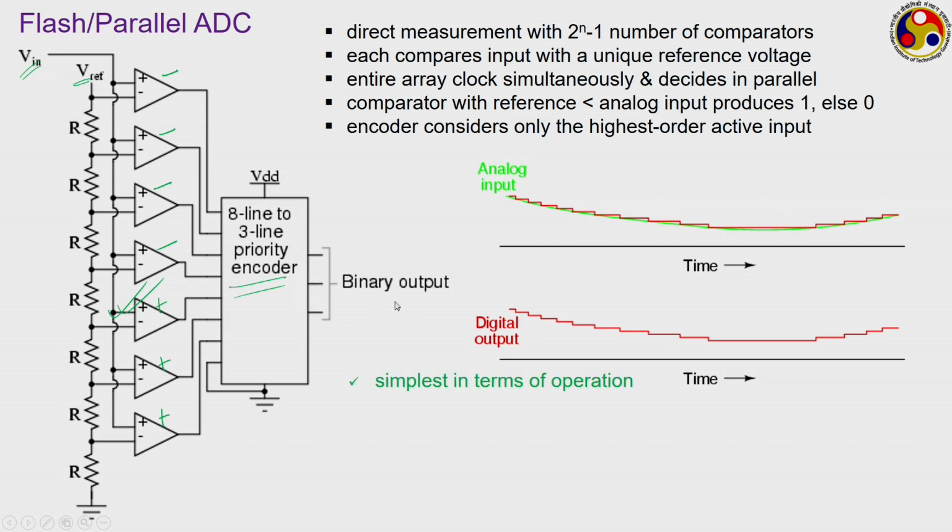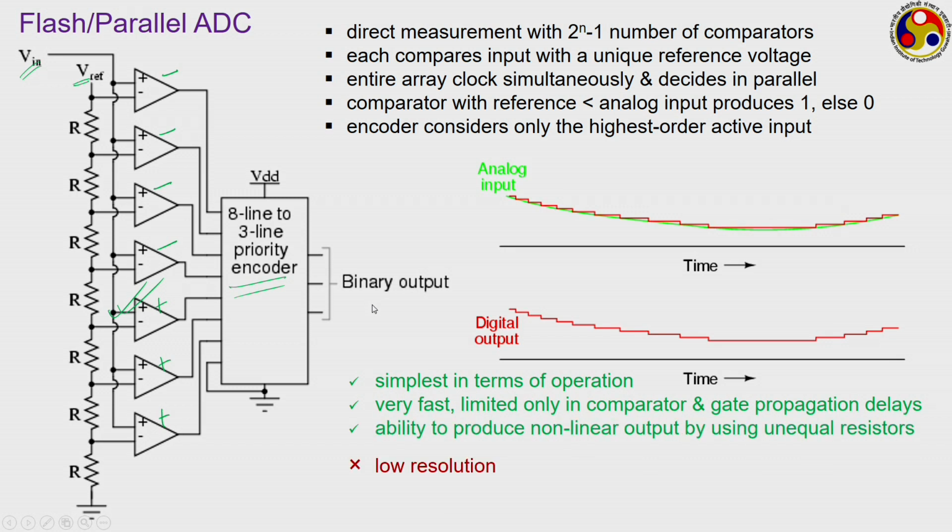It is simplest in terms of operation, very fast. That is why we call it parallel, because all the 7 comparators are working in parallel. It depends only on the delay associated with the comparators, otherwise it is very fast. It is able to produce nonlinear output as well. That is one very important application.